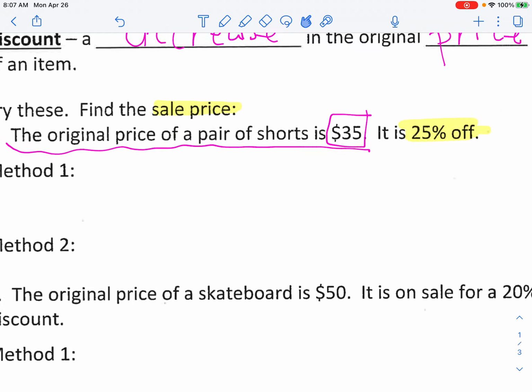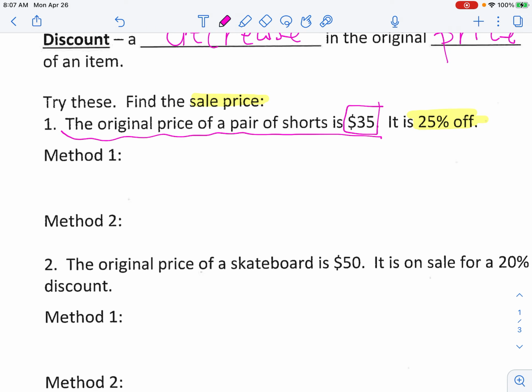I'm going to teach you two methods to find the answer. You can decide which method you prefer and use that one. So the task is to find the sale price. So what is 25% off of 35 and then subtract? First of all, I'm going to write 25% as a decimal. So 25% is 25 hundredths. Of means to multiply, and the original price of the shoes was $35. So now I'm going to go to my calculator and multiply 25 hundredths times 35, and my calculator says 8.75.